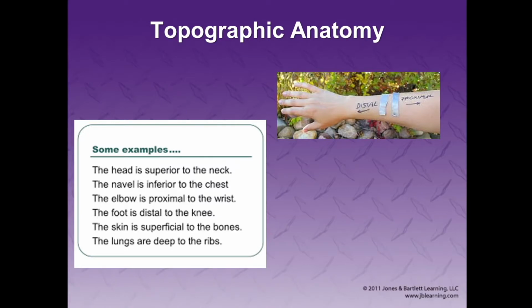Let's use those terms in a sentence. So some examples are: the head is superior to the neck, the navel is inferior to the chest, the elbow is proximal to the wrist, the foot is distal to the knee, the skin is superficial to the bones, and the lungs are deep to the ribs.